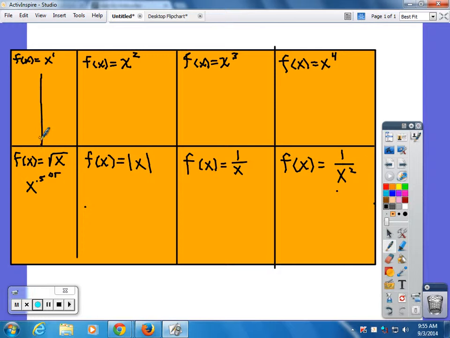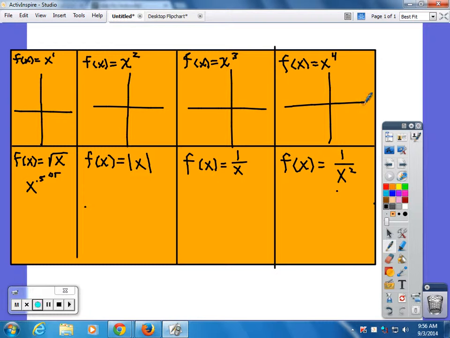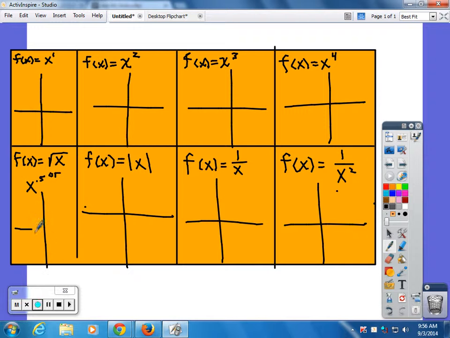So this one will look like this. Like that. And then whatever you don't know, leave blank, because we'll fill it in. We won't fill in all of them. And if you don't know any of them, just meditate on it.